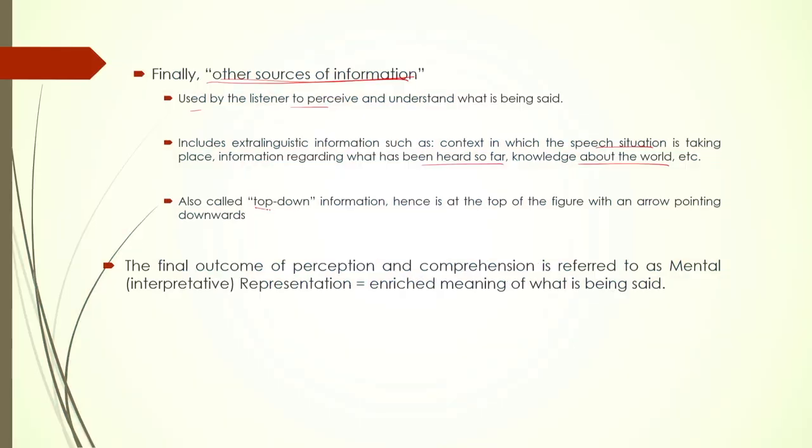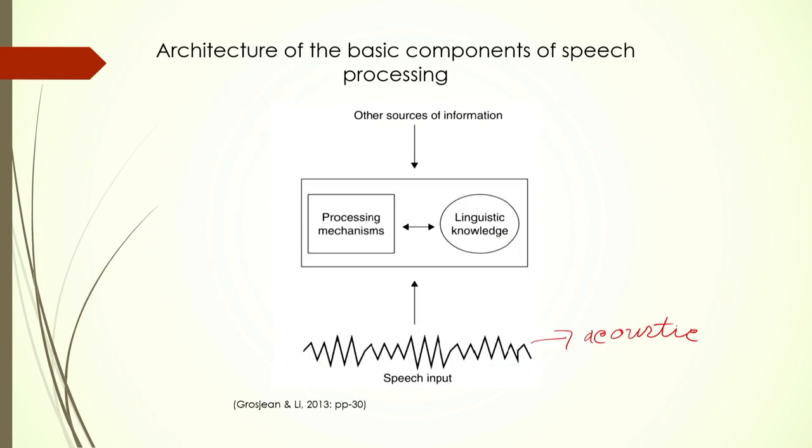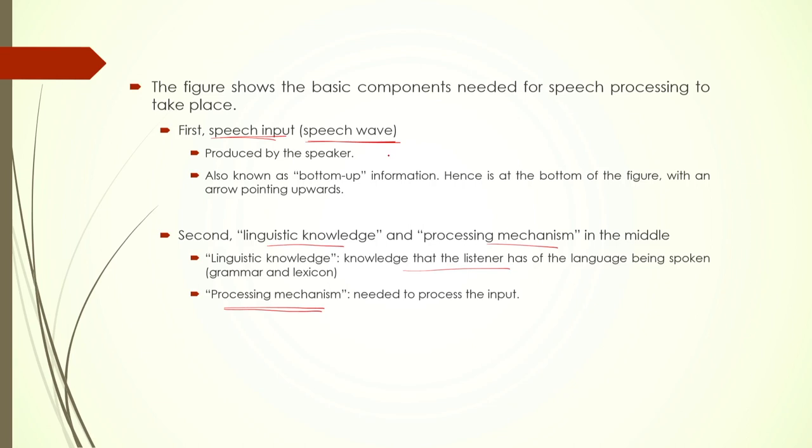And this is also called top-down information, because this is coming from your already existing mental representation of events and people and things and so on. So, this is at the top of the figure with an arrow. As you can see, the model shows speech input as bottom-up, hence they have used an arrow like this, and because this other source of information is coming from above, as in these are already existing in our mind, our knowledge system already has all that information: what can be said, how a given input has to be interpreted, the context, and all of that. So, it is already there in the mind, which is used by the listener to interpret the signal. That is why it is shown with a downward arrow.